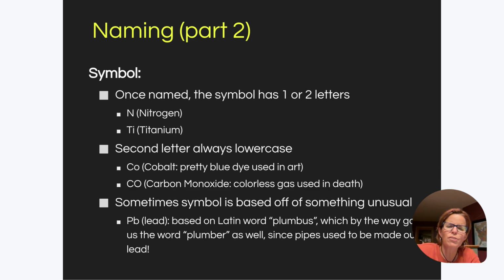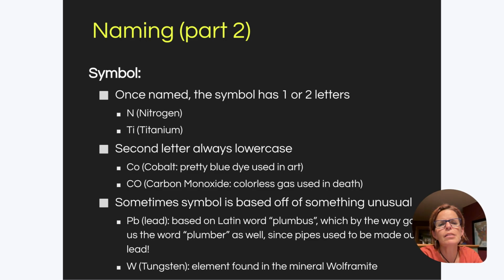Sometimes the symbol is based off something unusual, which can be really frustrating. So like lead is Pb, and that has to do with the Latin root word for plumber called plumbus. Yeah, whatever. So anyway, some of them are kind of strange. Tungsten, the symbol for it is the letter W, and that's because it's the element that's found in the mineral wolframite. I don't know why we couldn't just come up with a better one like TU or something, but no, that's not what we do. We want it to be as difficult for learning students as possible.